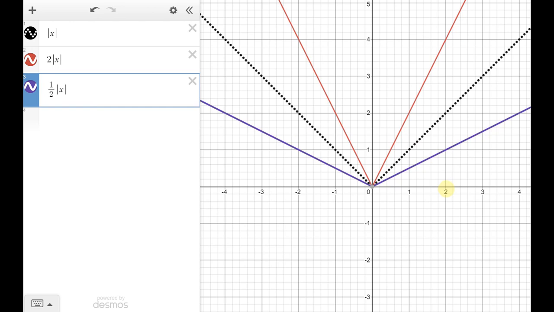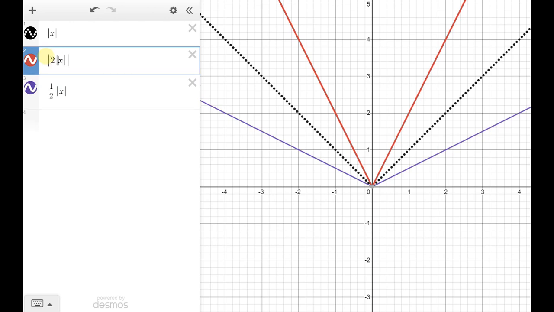Now, what gets tricky about this is you can also do, so I'll show you, something like the absolute value of 2x.